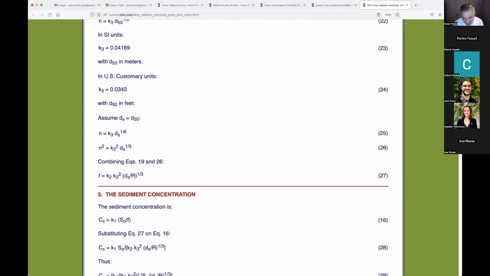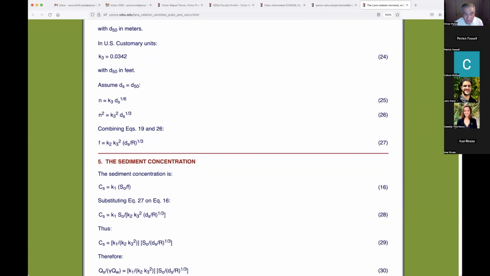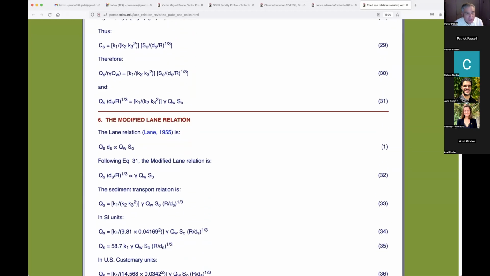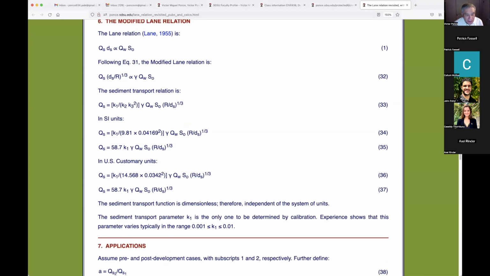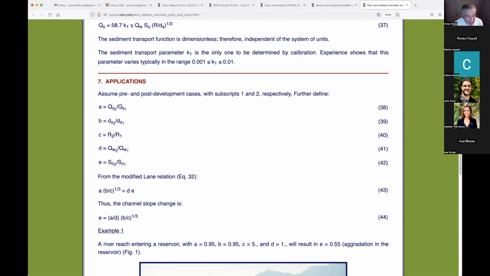How did Strickler get involved in this? I don't know. I'm not even going to guess. But the formula is there, and it is a very well-known formula. It's formula number 24 that I'm showing there, the coefficient of the Strickler formula, which is the relationship of Manning's n with the diameter. The sediment concentration we already know. The modified Lane relation applications I already covered in the last class.